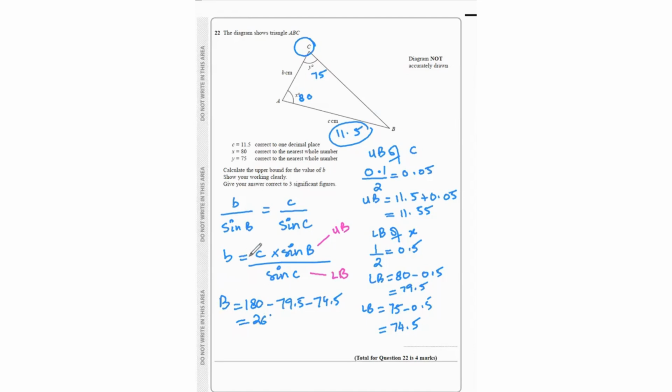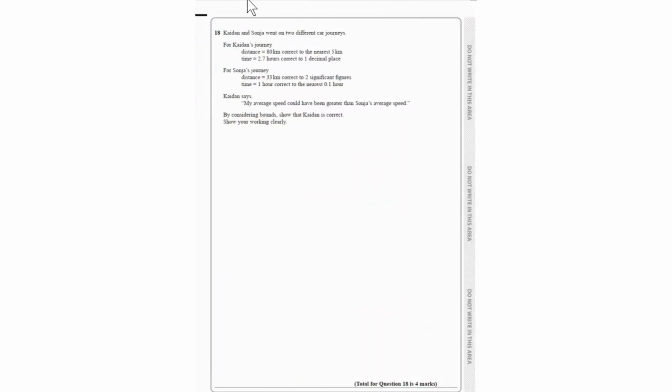Now we plug in the values in the formula and find B. So 11.55 times sine of 26 divided by sine of angle C, which is Y, that is 74.5. That gives us 5.25, correct to three significant figures. That is the upper bound for the value of B. So that's your answer. Then this one says, Kaidan and Sonja went on two different car journeys.